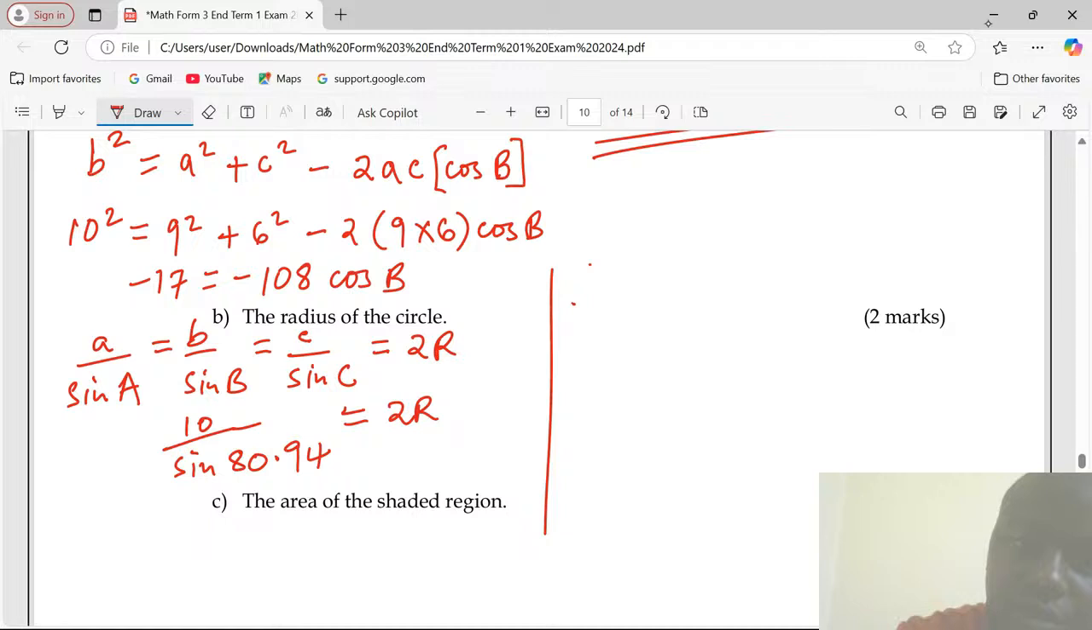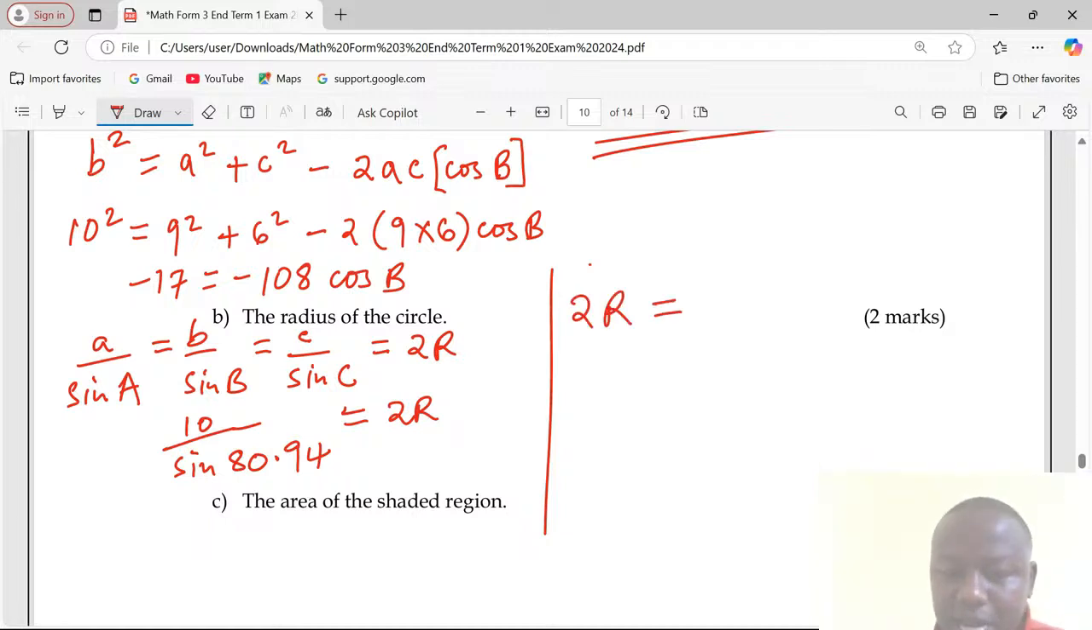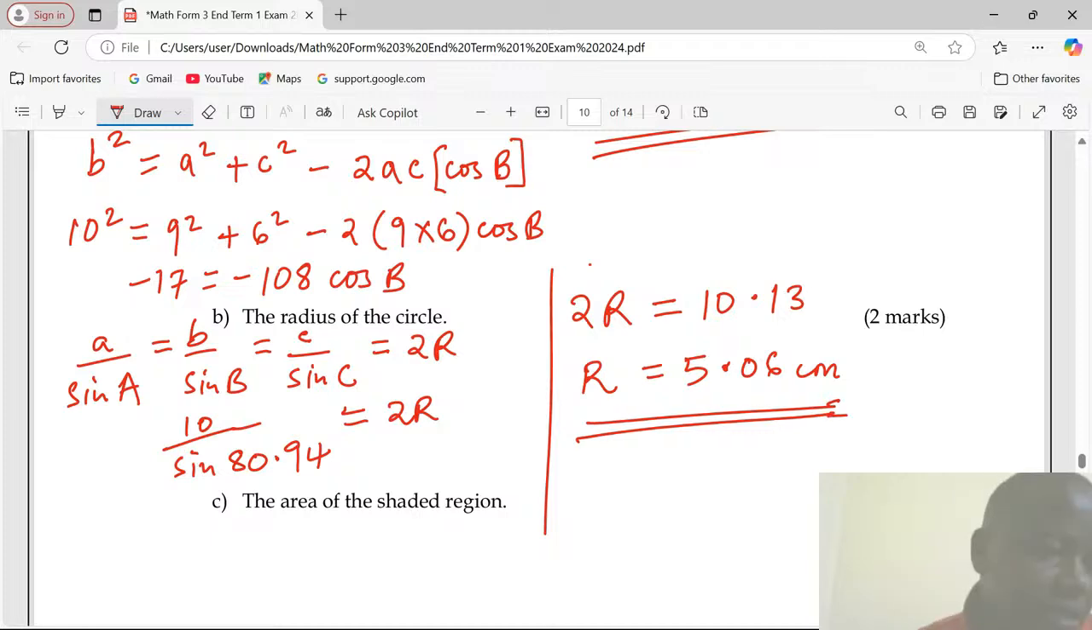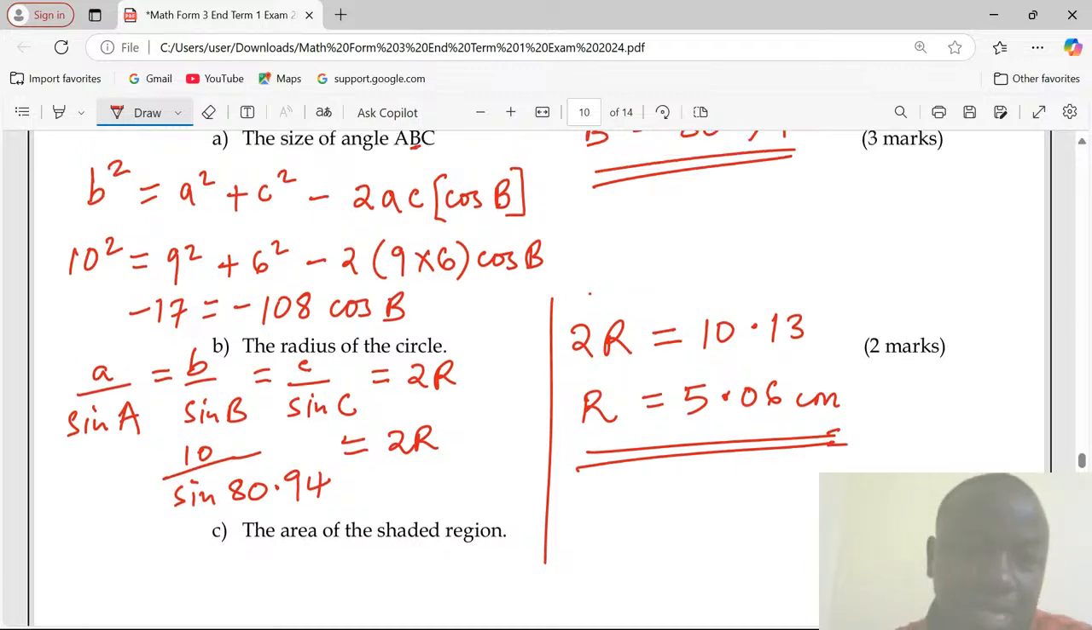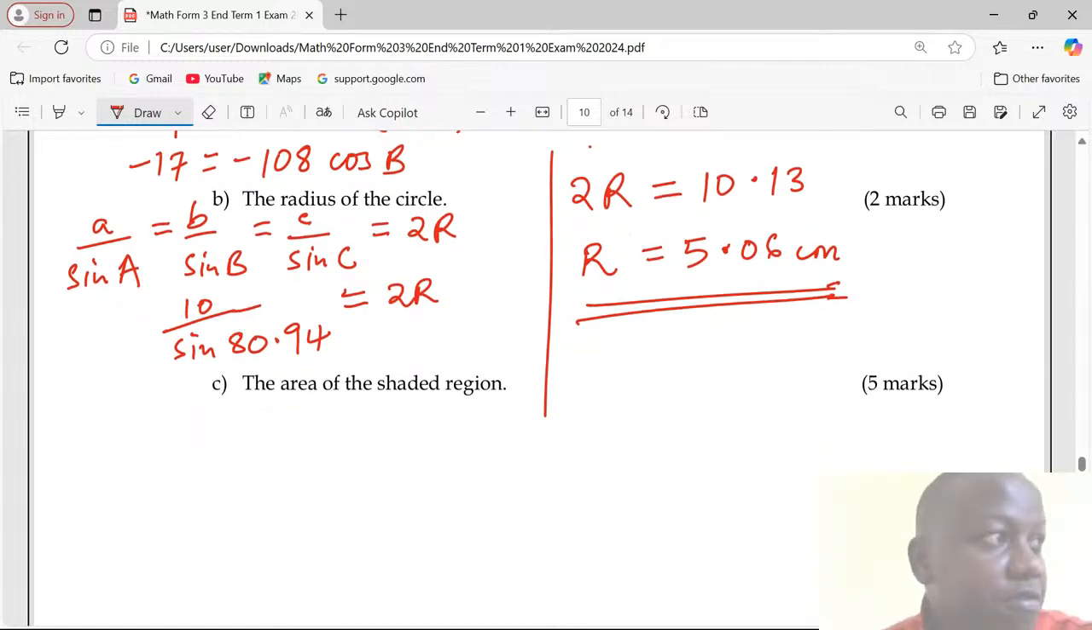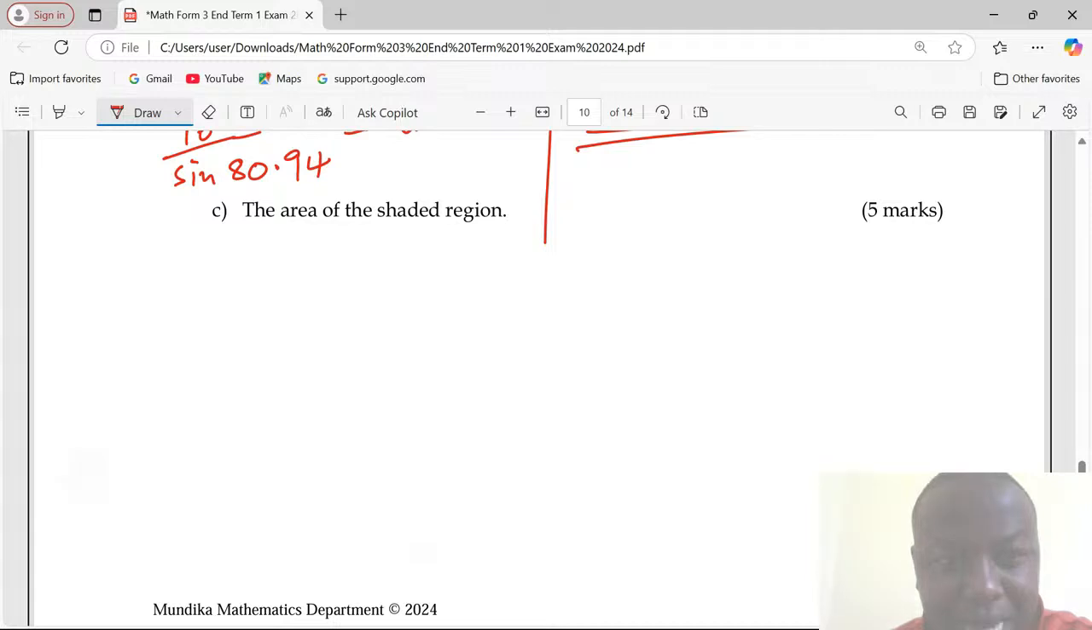So 2R is equivalent to 10 over the sine of this angle. I'm getting 10.13. For me to remain with R, I have to divide it through by 2, to get 5.06 centimeters. So this is now the radius that we wanted. It's called solution of triangles.